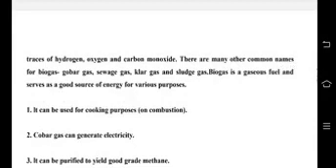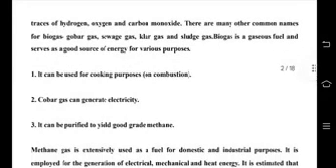There are many other common names for biogas like gobar gas. Gobar means nothing else but cow dung, I guess. Then sewage gas, tar gas, sludge gas. Biogas is a gaseous fuel and serves as a good source of energy for various purposes. It can be used for cooking purposes on combustion.